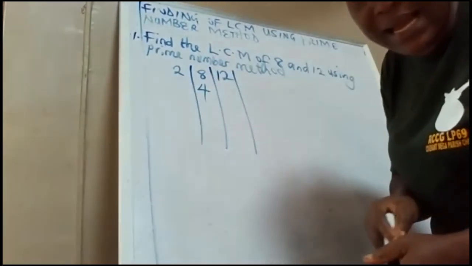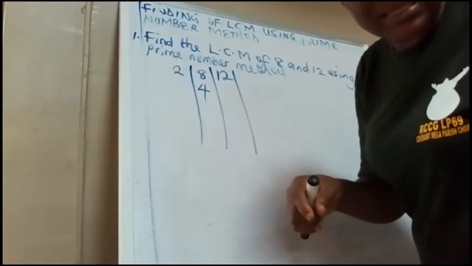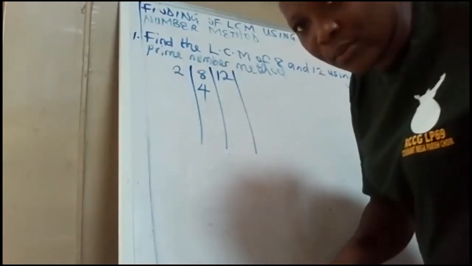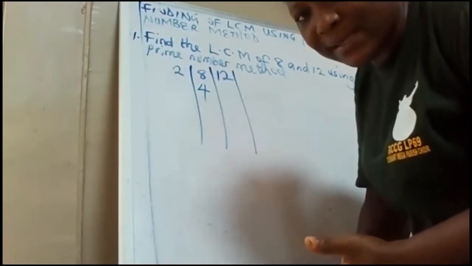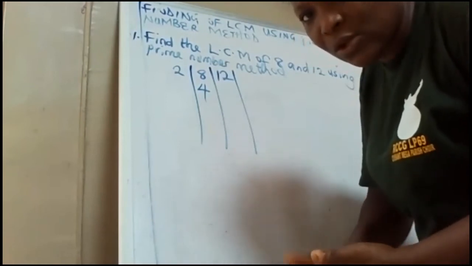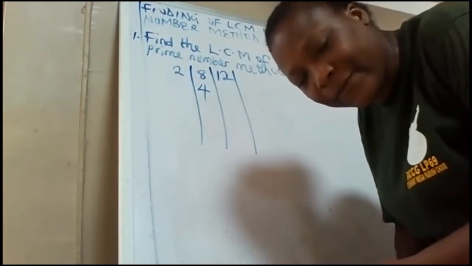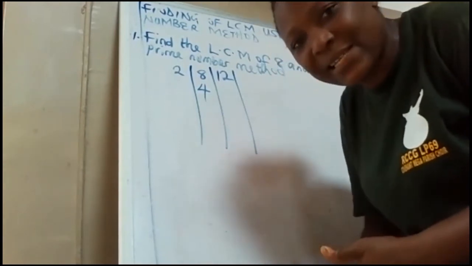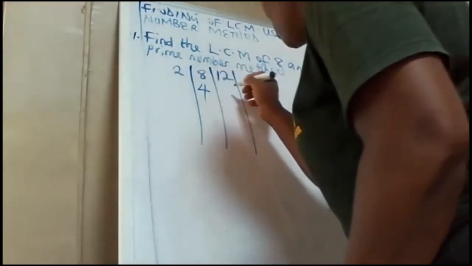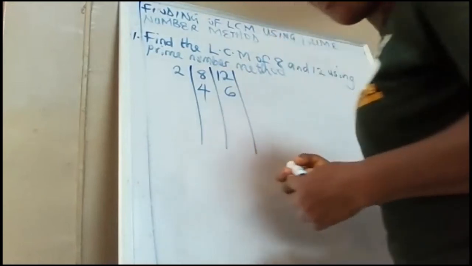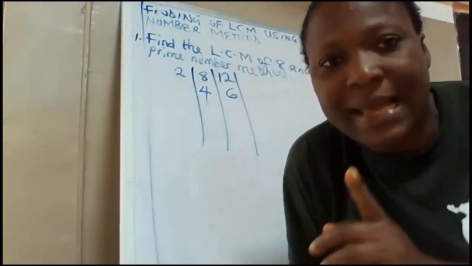How many times will I see 2 in 12? 2 times 1, 2. 2 times 2, 4. 2 times 3, 6. 2 times 4, 8. 2 times 5, 10. 2 times 6, 12. I will see 2 in 12, 6 times. I will not stop at that until I get to 1.